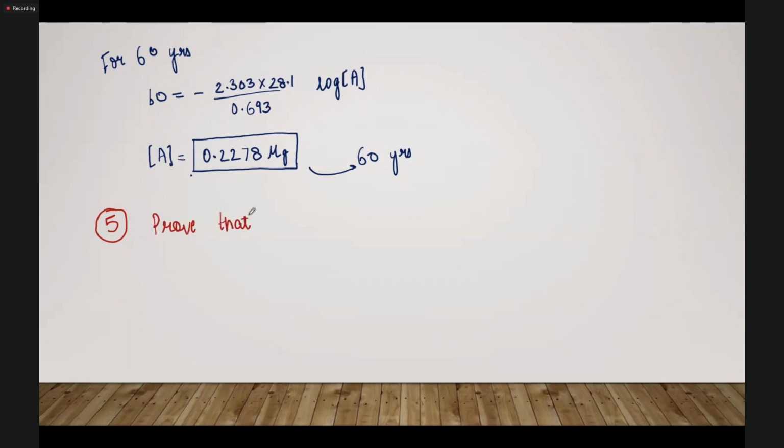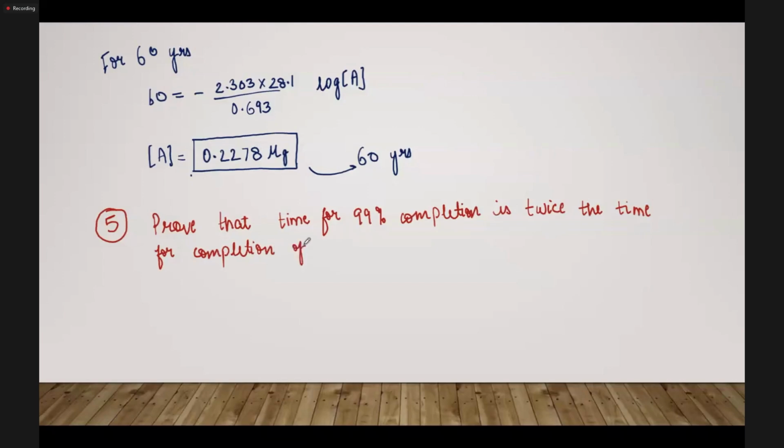Prove that the time for 99% completion is twice the time for completion of 90% of the reaction. We need to prove this.